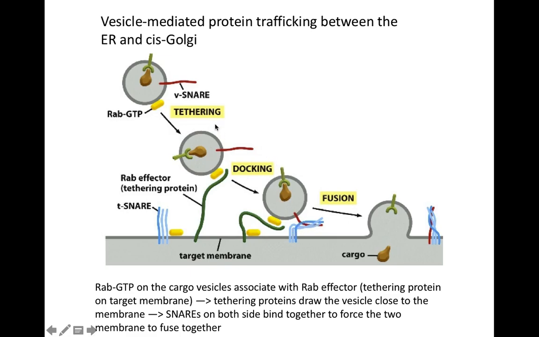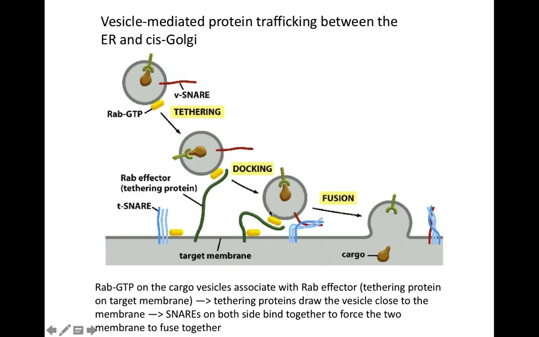That's the second step. So the first step is tethering. Tethering takes place between RAB GTPases and RAB effector proteins. Tethering means the vesicle is now attached via this anchor onto the target membrane. It's not yet fused with the target membrane, but it lies closer to it, and the effector protein works more like a hook which is anchored onto this vesicle. Now this effector protein pulls this vesicle closer to the target membrane.